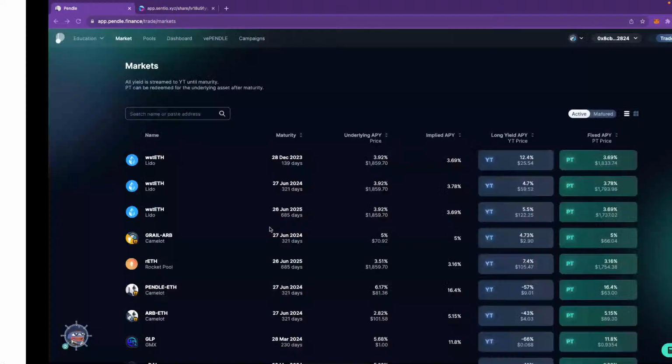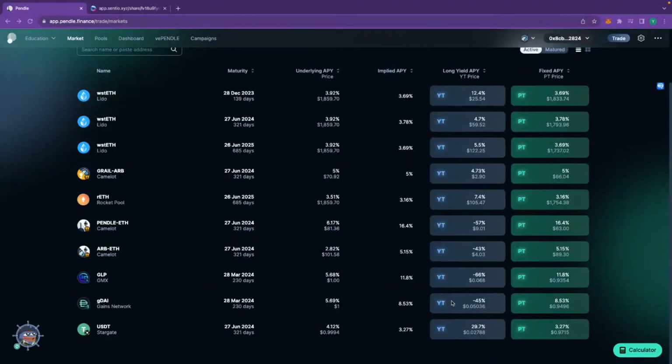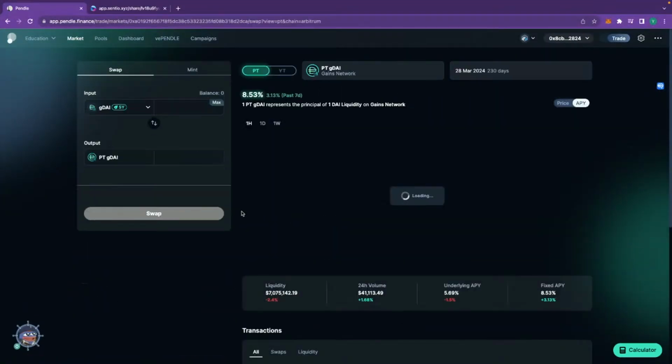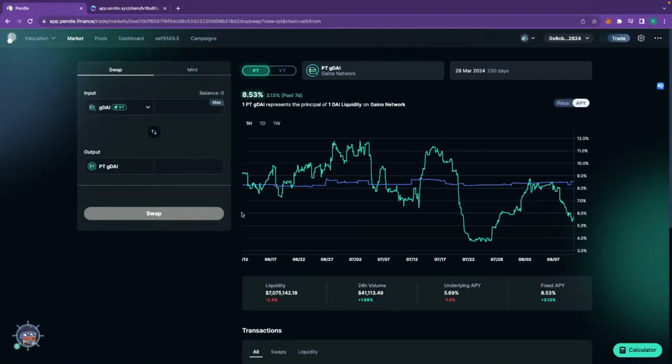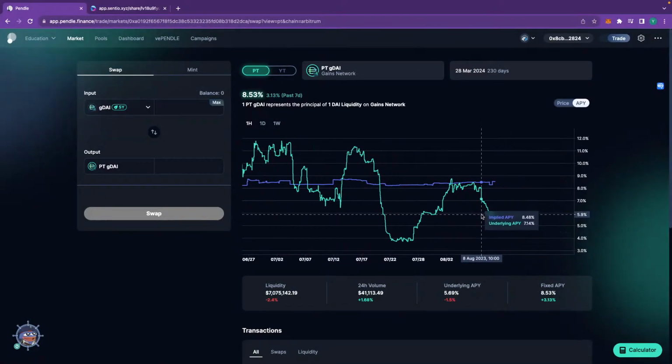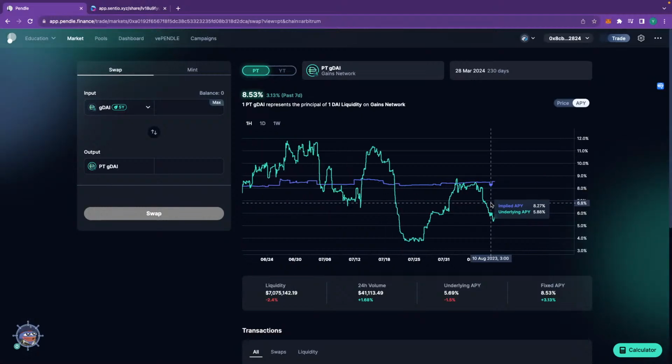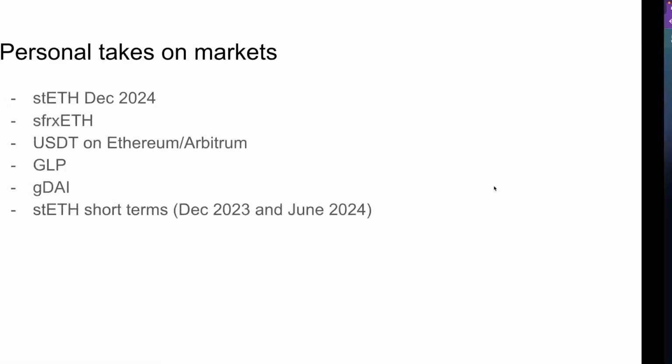Next is GDAI. I've already stated my opinion just now, which is that I'm relatively bearish on it, especially when the implied APY is relatively high at 8.5%, which has been consistently higher than the underlying APY for some time. So it could make a case for shorting YT.